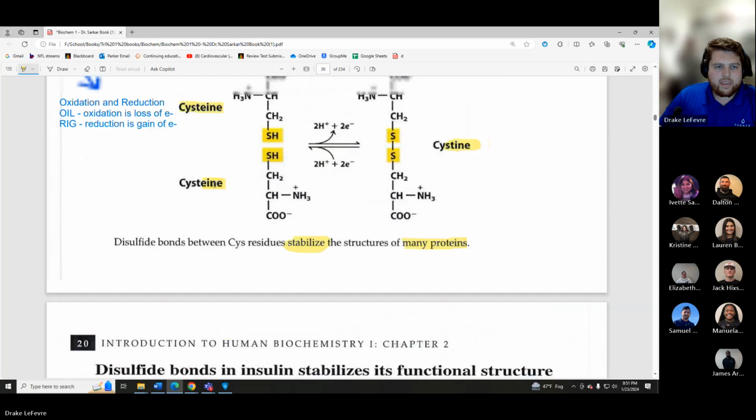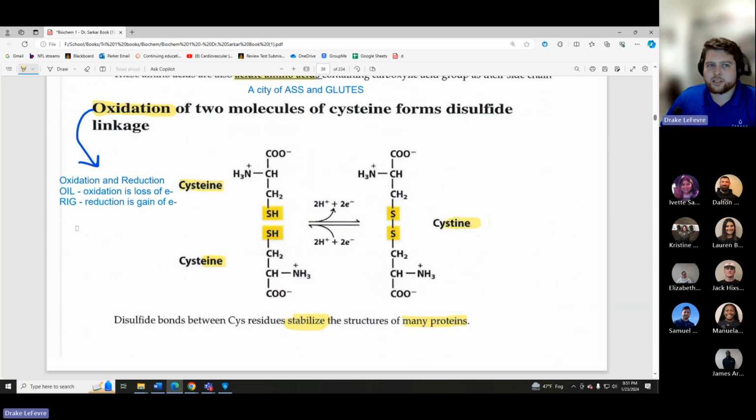Okay. Have y'all talked about oxidation reduction at all? Yes, we did. Does oxidation reduction make sense? Yes. Kind of. Does anybody want me specifically to go over it right now? It'd be helpful. Okay. Doesn't hurt.